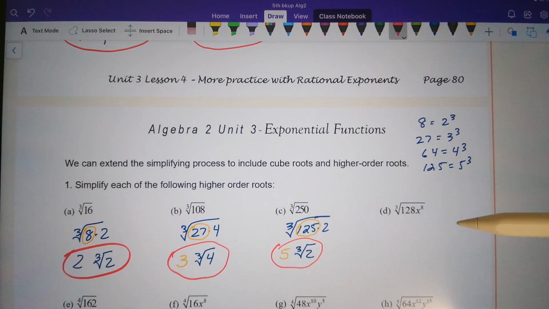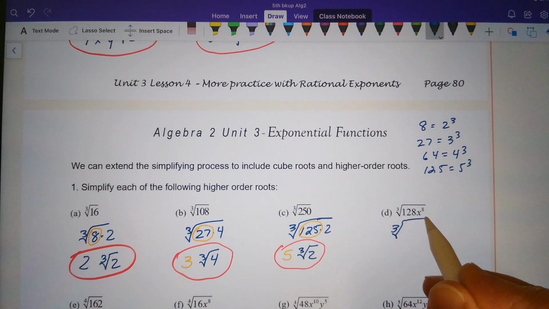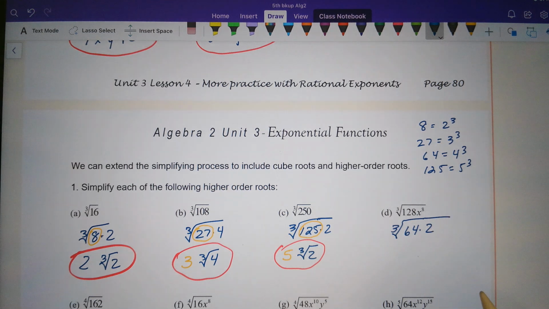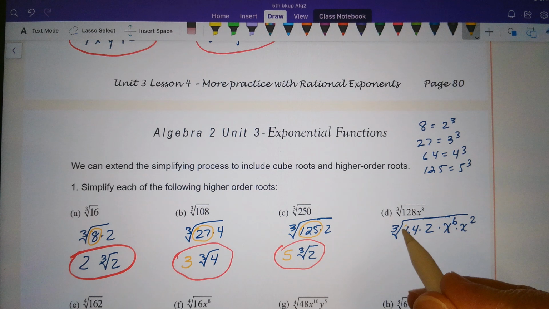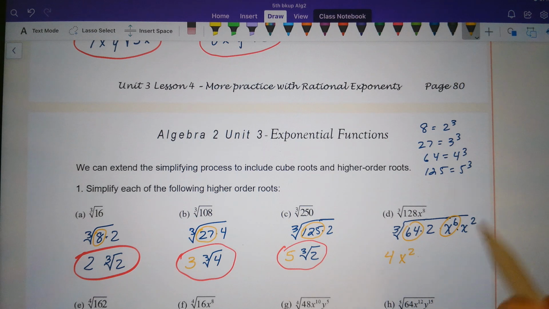D, the cube root of 128, x to the 8th. 128, 64 times 2 is 128. Now, x to the 8th, we would like this to be a multiple of 3, right? So we'll break x to the 8th down into x to the 6th times x squared. Circle those things that are perfect cubes. The cube root of 64 is 4. The cube root of x to the 6th, you take 6 and multiply it by 1/3, which is 2. And what's not circled stays. Cube root of 2x squared.